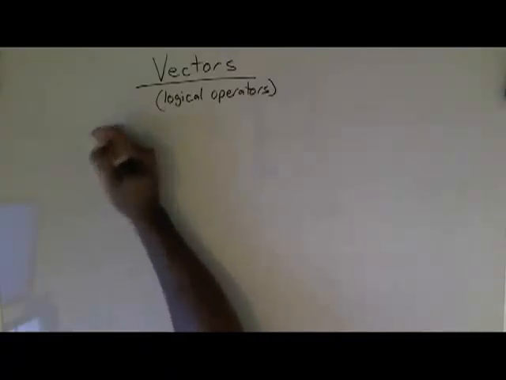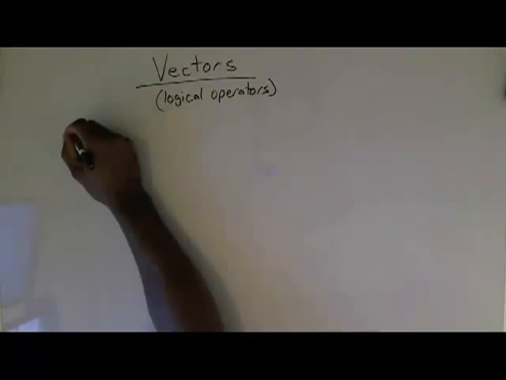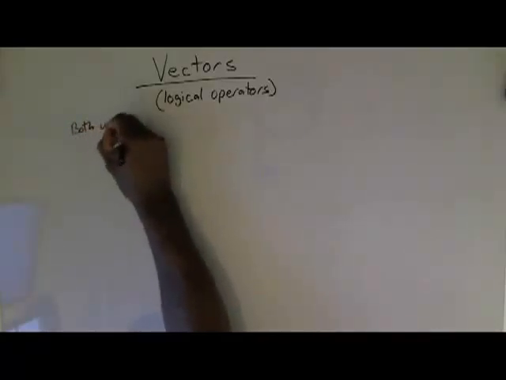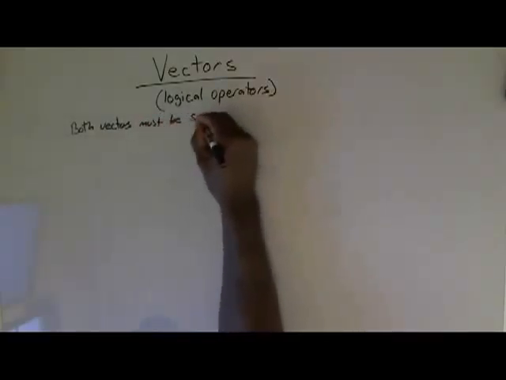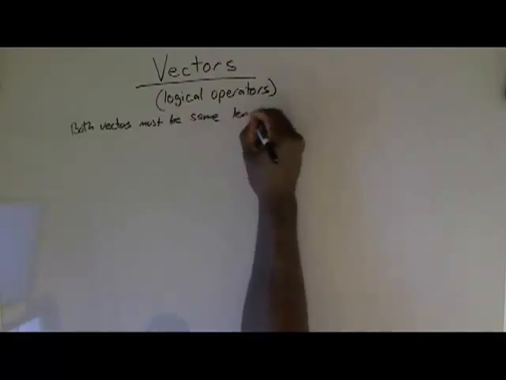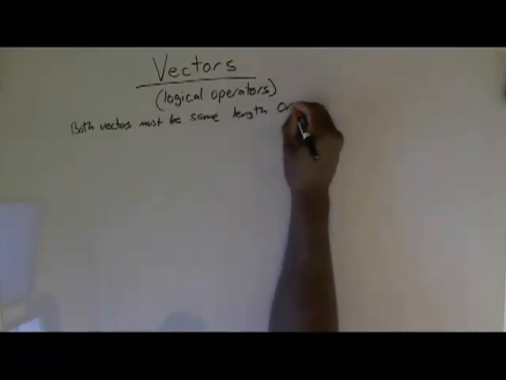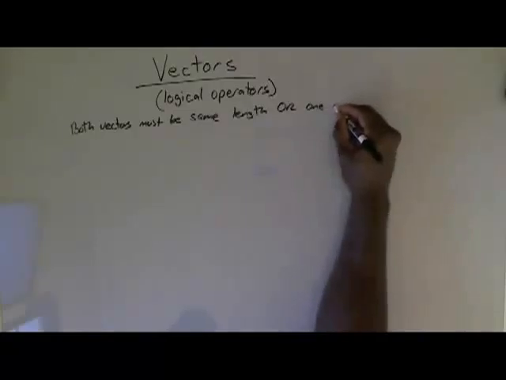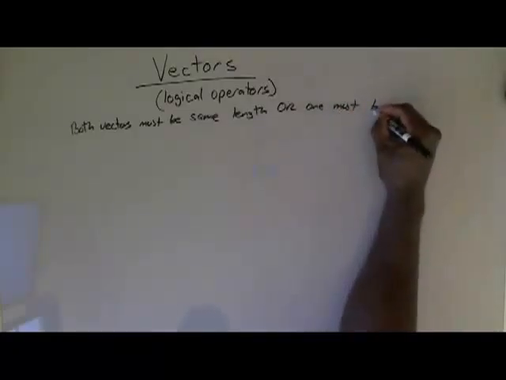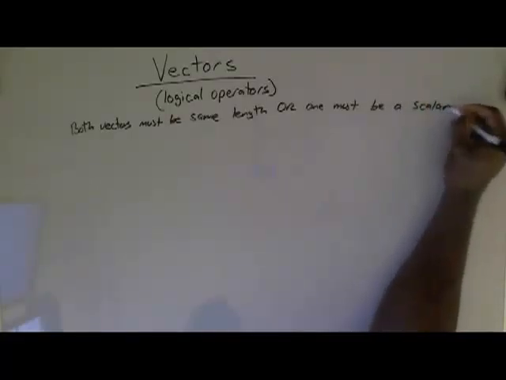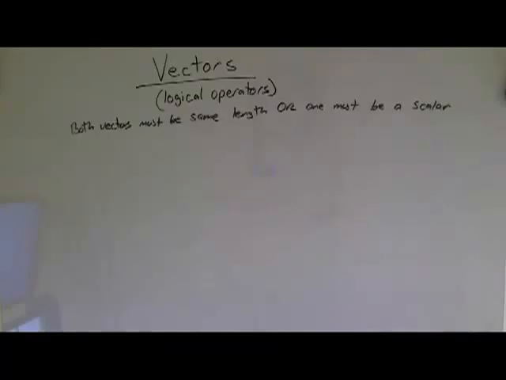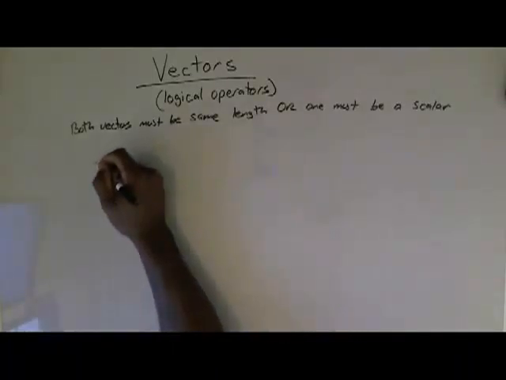Okay. So let's start off with the basic stuff. Now, our rule still holds. To do this, either both vectors must be the same length, or one must be a scalar, which is a vector of length 1. Okay, so now let's get into our operators.